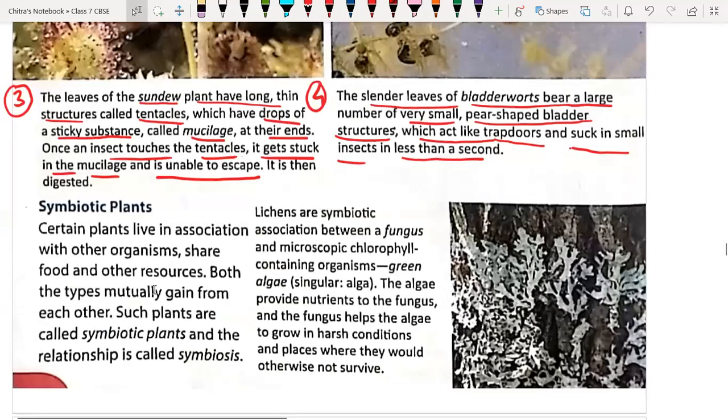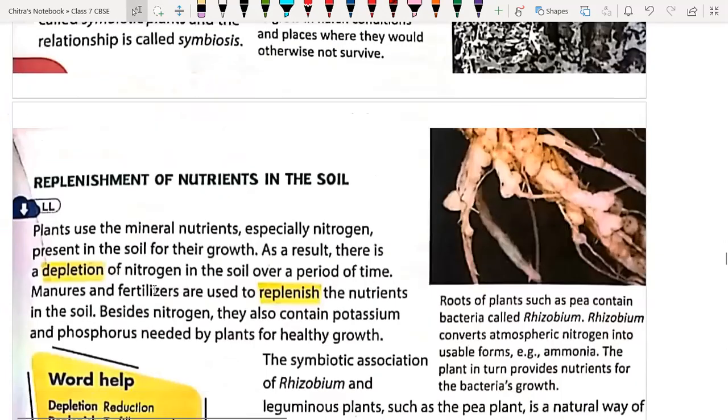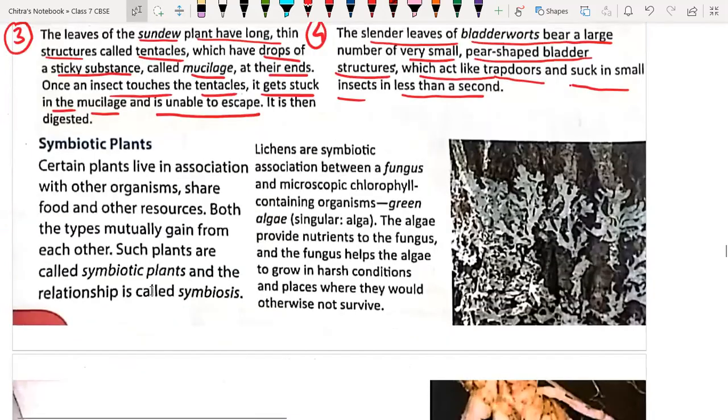Now, last but not the least, we have symbiotic plants. Symbiotic means two different types of organisms providing benefit to each other. That relationship is called symbiosis, and that's why those plants are called symbiotic plants. Certain plants live in association with other organisms and share food and other nutrients also. Both types mutually gain benefit from each other.